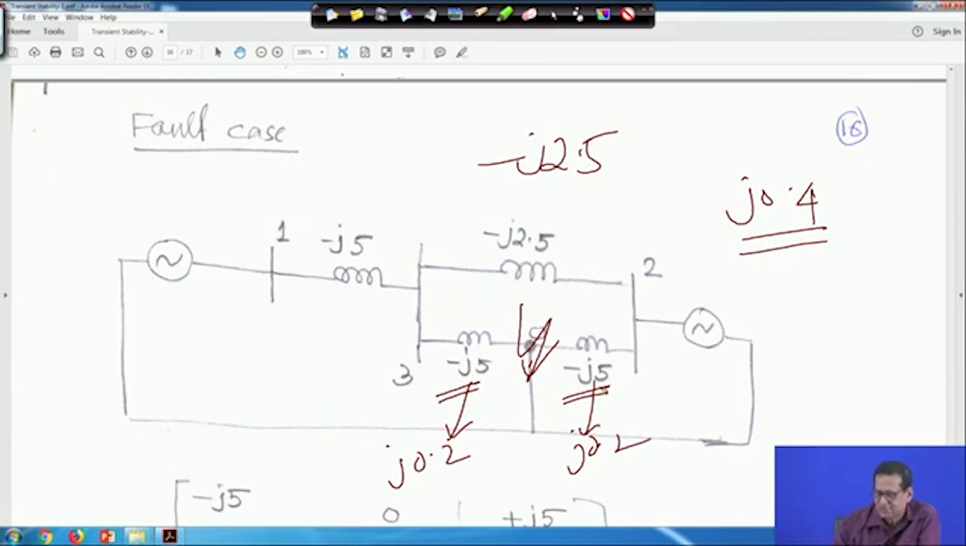Based on this, we have to find out the 3 by 3 matrix during the fault case, then again we will reduce it to 2 by 2, because we have two machines. So, thank you very much, we will be back again to solve this.